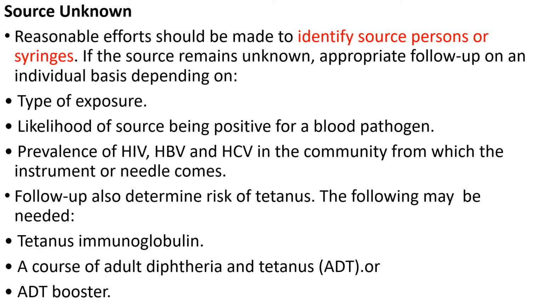If the source is unknown, reasonable efforts should be made to identify source persons, because the follow-up will depend on the type of exposure, the likelihood of the source being positive for a blood pathogen, and the prevalence of HIV, HBV, and HCV in the community from which the instrument or needle comes. Follow-up also determines the risk of tetanus. The following may be needed: tetanus immunoglobulin, a course of adult diphtheria and tetanus (ADT), or an ADT booster.